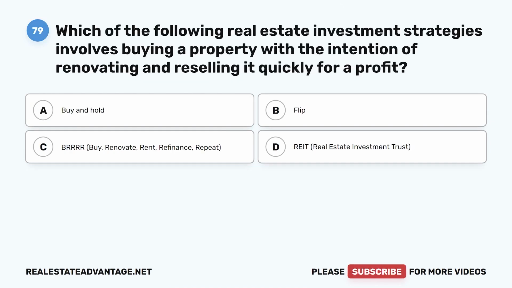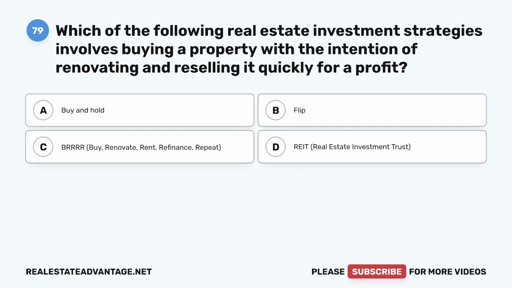Question 79. Which of the following real estate investment strategies involves buying a property with the intention of renovating and reselling it quickly for a profit? A. Buy and hold. B. Flip. C. BRRRR: buy, renovate, rent, refinance, repeat. D. REIT: Real Estate Investment Trust.